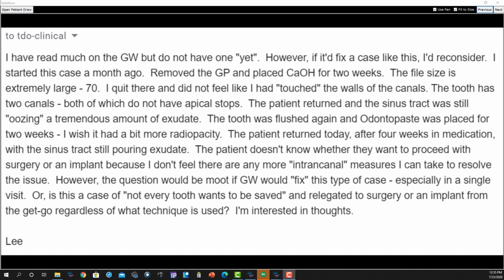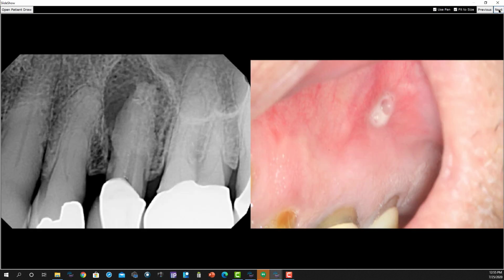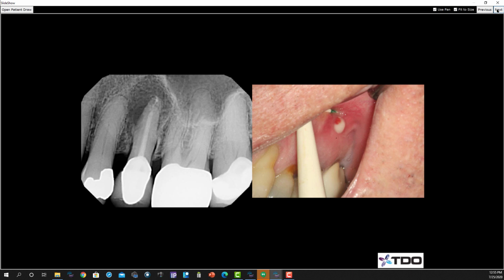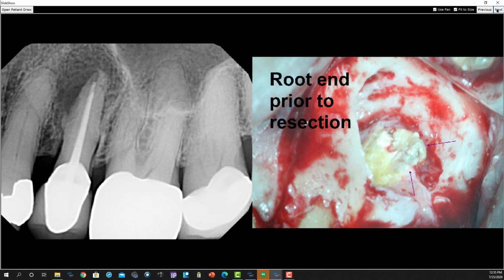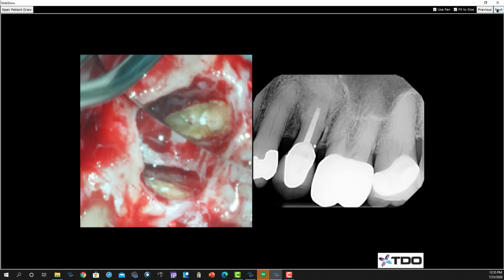He tried Odontopaste. The sinus tract did not go away, and he eventually did the endodontic surgery on it. These are the pictures from his case: there's the Odontopaste, the persistent tract, the final obturation, and then pictures from his surgery of the resected root.